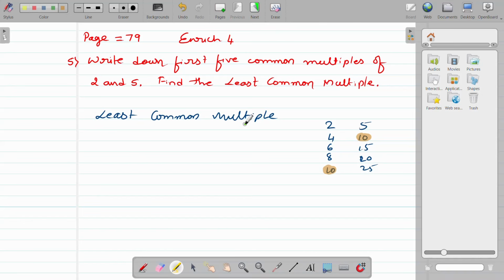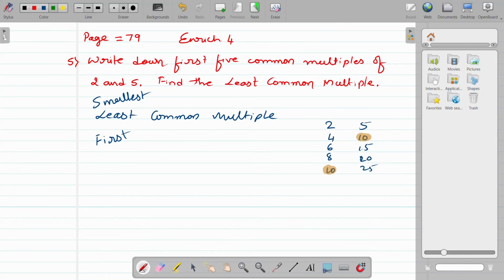In those common multiples, we have to find the least. The word least means you should understand that it is the smallest. We will call it the smallest, or else we will call it the first common multiple. It is nothing but what we got here. 10 is the least common multiple we can say, or else we will say the smallest multiple of both the numbers, or we will call it the first common multiple of 2 and 5. So that is the meaning of the least common multiple.